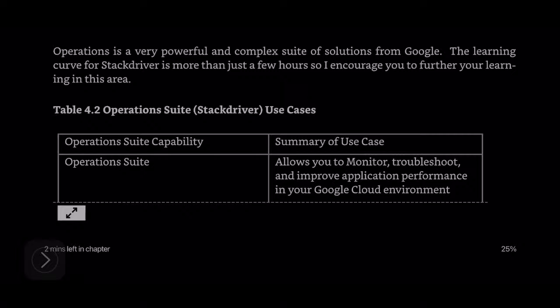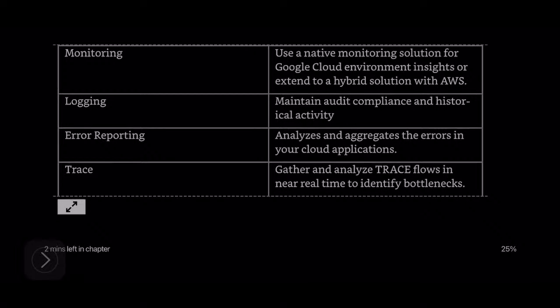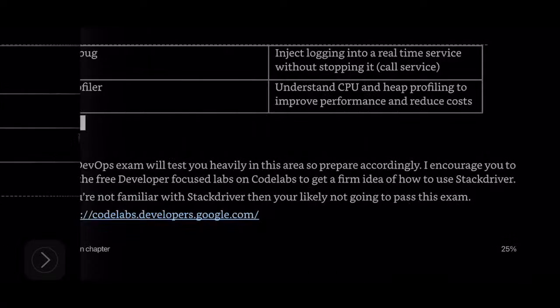Operations Suite capability, summary of use case. Operations Suite allows you to monitor, troubleshoot, and improve application performance in your Google Cloud environment. Monitoring: use a native monitoring solution for Google Cloud environment insights or extend to a hybrid solution. Logging: maintain audit compliance and historical activity. Error reporting: analyzes and aggregates the errors in your cloud applications. Trace: gather and analyze trace flows in near real time to identify bottlenecks.